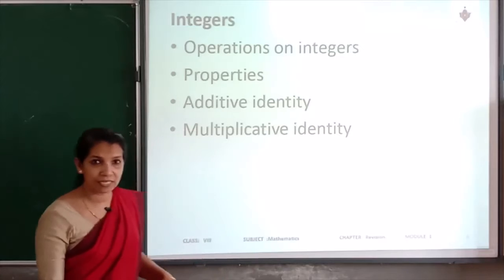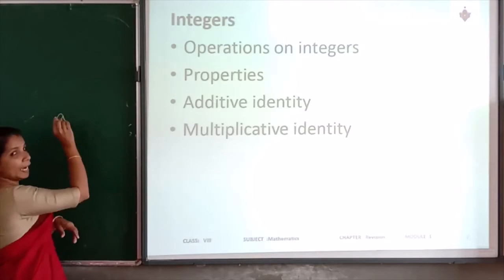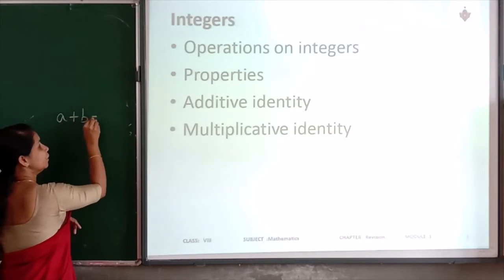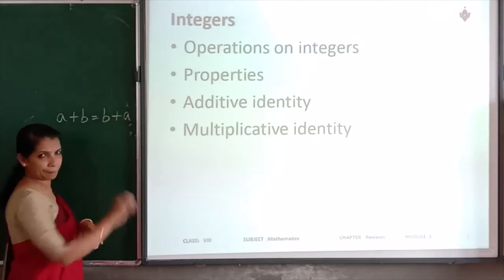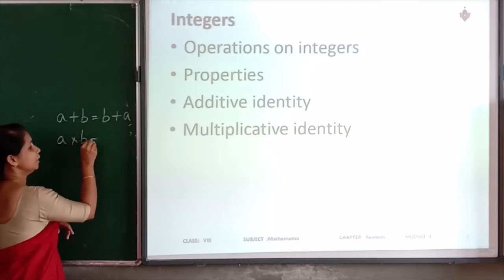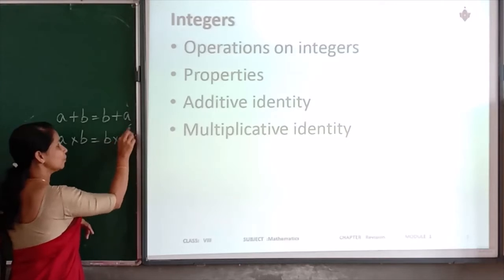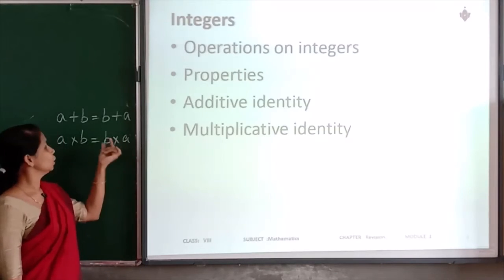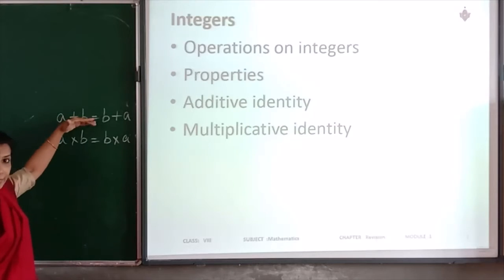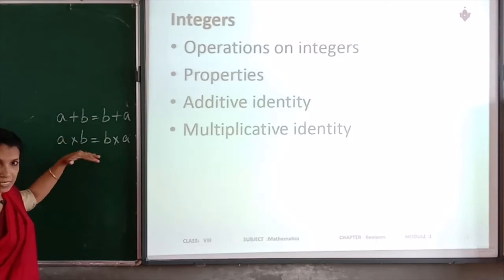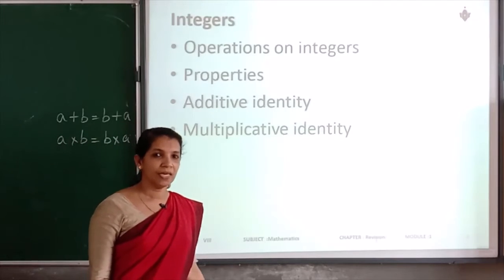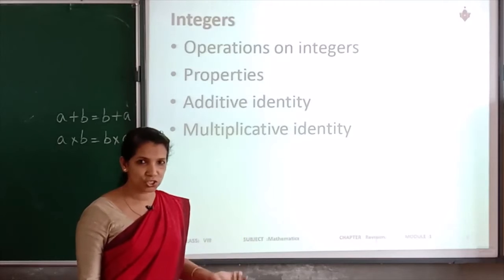So generally we can say, if a and b are two integers, a plus b is equal to b plus a, and a into b is equal to b into a. So in case of commutative property, addition and multiplication satisfy the commutative property in integers. Next, move on to the associative property.